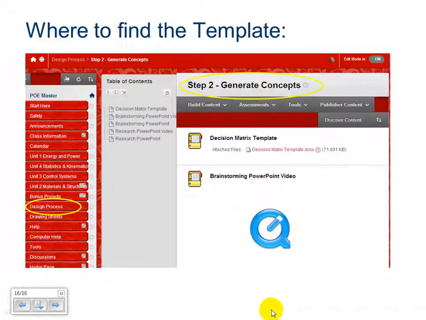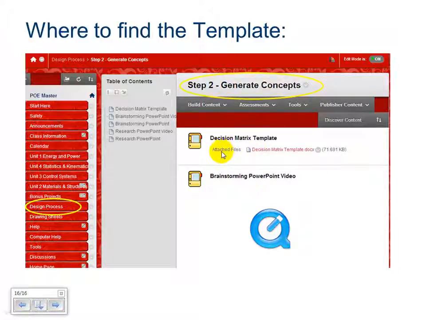Now I want to show you there is a template that you can use. Again, you can just draw these decision matrix grids in your engineering notebook, but if you want, some people like a cleaner look, you can go over here to the design process button, and if you go to step 2, generate concepts, the decision matrix template is right here, and you can save it to your computer, and then you can edit it and put in your own criteria and your own ideas, and then you can print it off for filling out, or you can even fill it out on the computer. But this is where you find it on Blackboard, is in the design process button, and then go to step 2, generate concepts, and you'll find it in there.